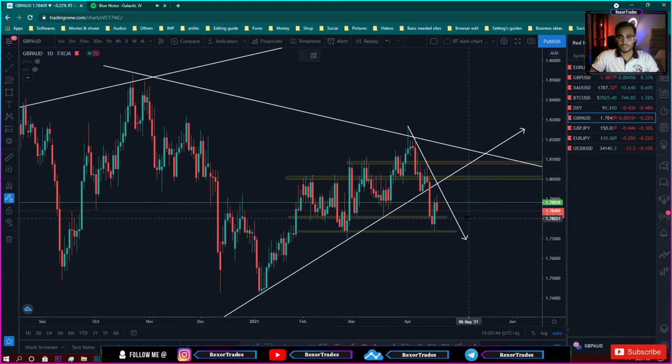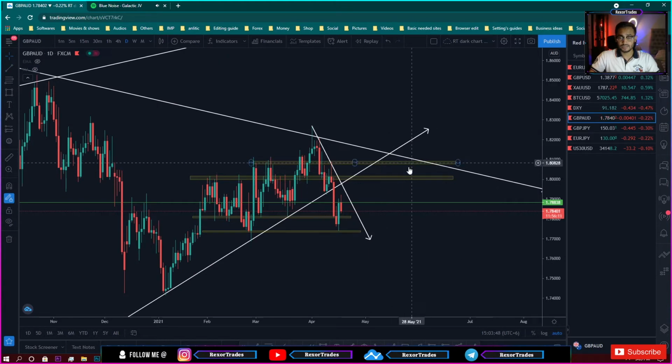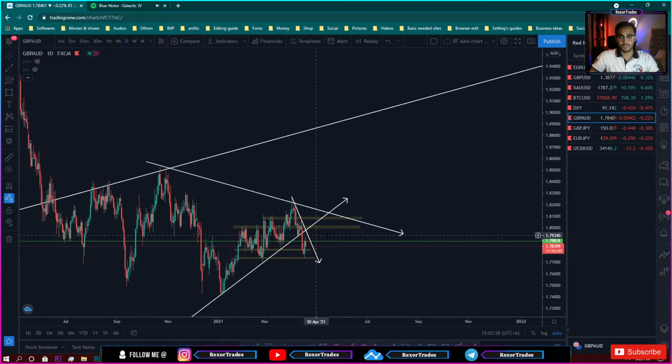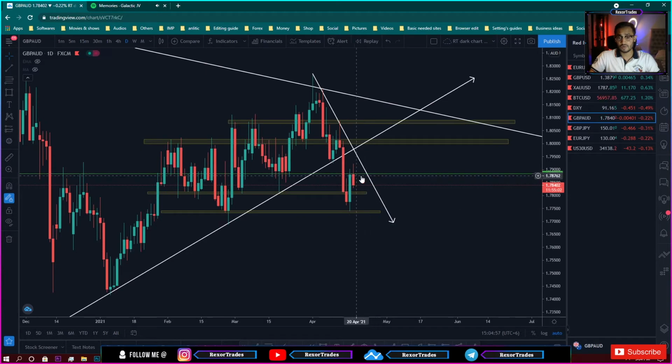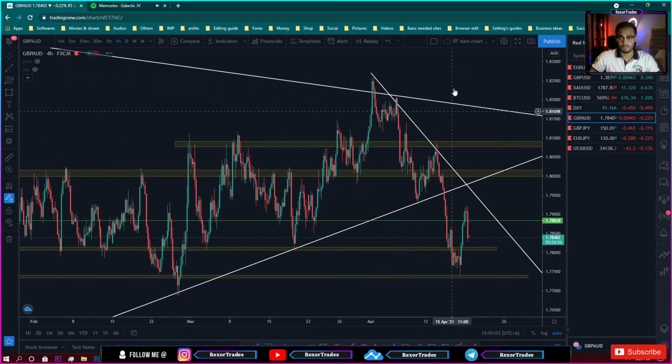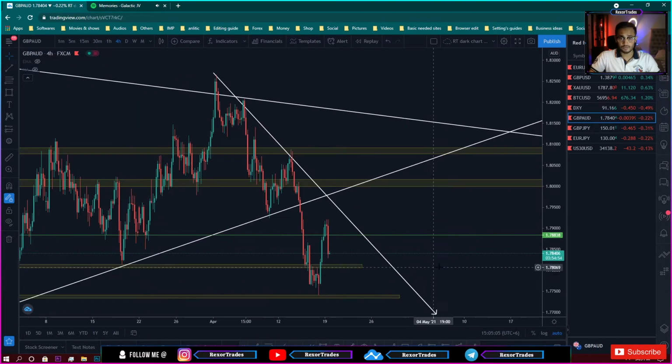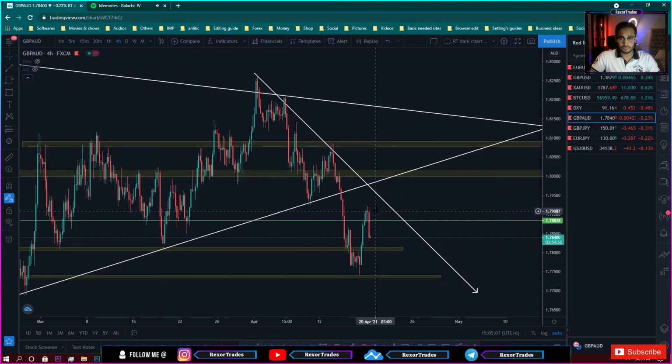Or if the GBPAUD makes a pullback around this zone, then it might pull back all the way towards this, to retest this trend line on a longer time frame that we already drew. But if the price doesn't respect this zone and tries to retest this zone, then you should go to a shorter time frame like a 4-hour time frame or even shorter, and wait for the price to actually break out of this zone right here.